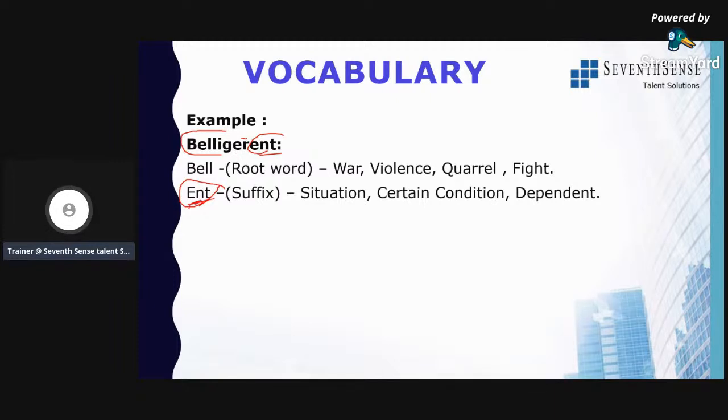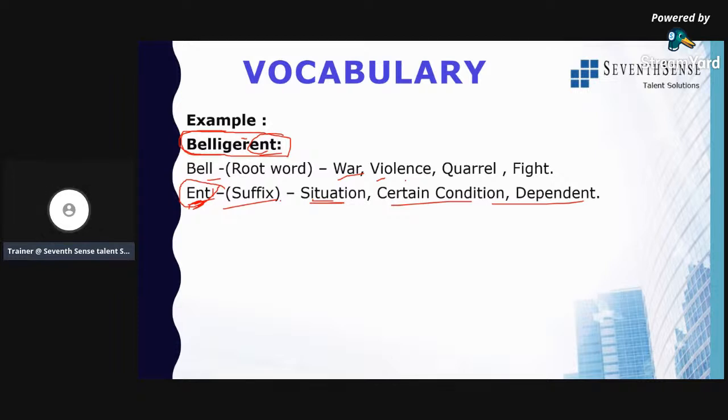See, ent is a suffix. It indicates a situation, a certain condition, dependent. These are some meanings. Okay. See, belligerent. What meaning are you going to find? Bell means, we know, a war-like situation. War means nothing but a fight between any two persons, any two countries. Violence is a negative part.